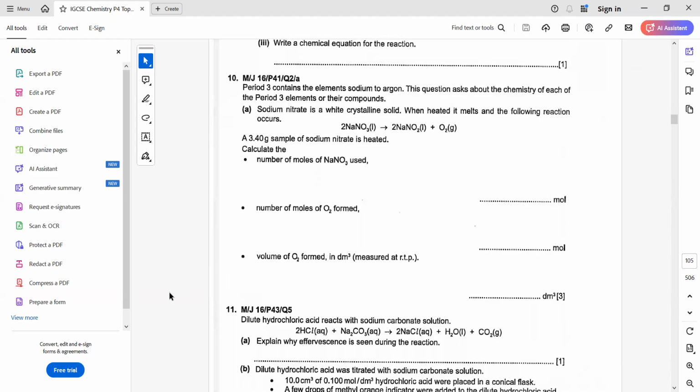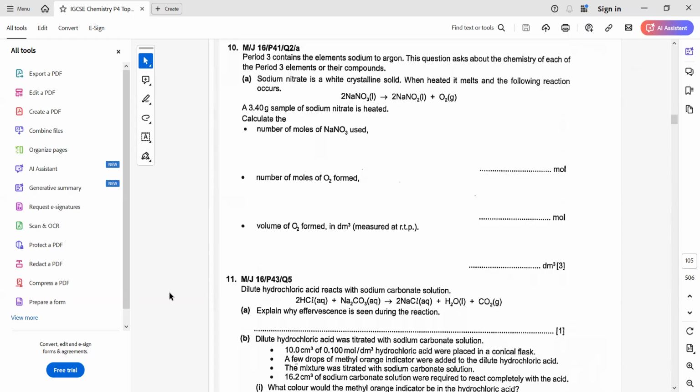You can do it directly, but I kind of prefer to solve moles first. Let's try question 10. This is sodium nitrate. Sodium is 23, nitrogen is 14, oxygen is 16. This is sodium nitrite. Yeah. One is nitrate and the other one is nitrite.